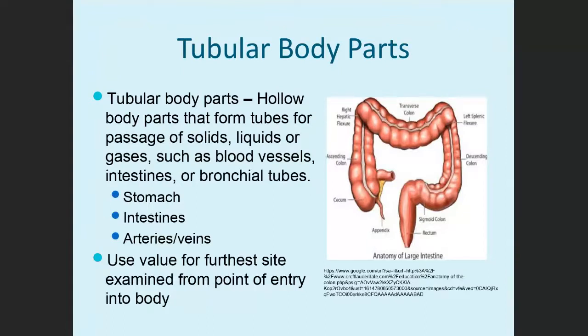There are also guidelines for coding tubular body parts. The guidelines state you should code only for the furthest area from the point of entry into the body. So if the endoscope went from the rectum to the descending colon, you would only use a value for descending colon. You wouldn't use rectum, sigmoid colon. You'd only use one code for the furthest part examined.